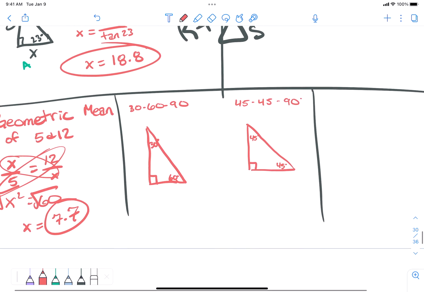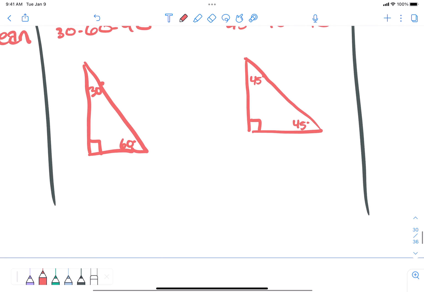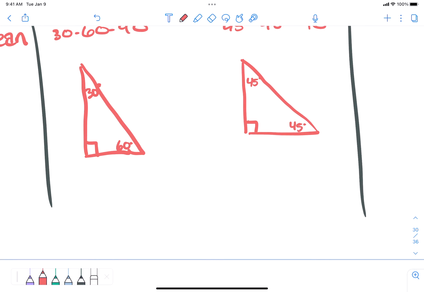Okay, and we know from this section that whenever you have a 30, 60, 90, or 45, 45, 90, the sides of your triangle will always have a certain relationship to each other. Okay, so do you remember the side relationships for a 30, 60, 90? Bottom is 1. Hypotenuse is 2. Yep. And long side is square root of 3. Yep, and the long side is square root of 3.